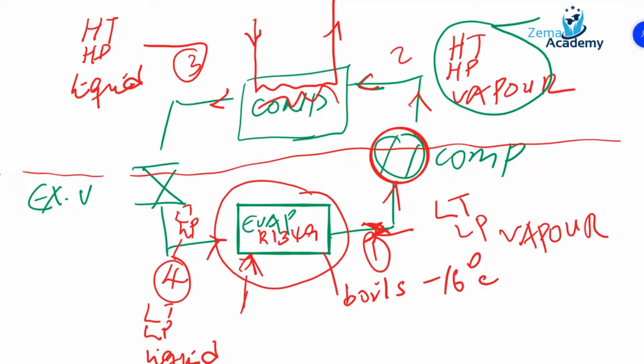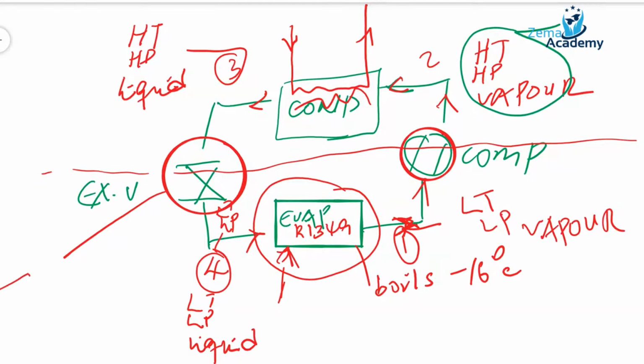Remember, at point 4, we had low temperature and low pressure. In order to reduce the temperature and pressure of the liquid from high to low, we pass it through an expansion valve. How do we reduce the high temperature and high pressure to low temperature and low pressure? It uses Bernoulli's principle. There is a venturi inside the expansion valve. By suddenly reducing the area of the pipe, you are able to expand the liquid, and therefore reduce the temperature and the pressure.